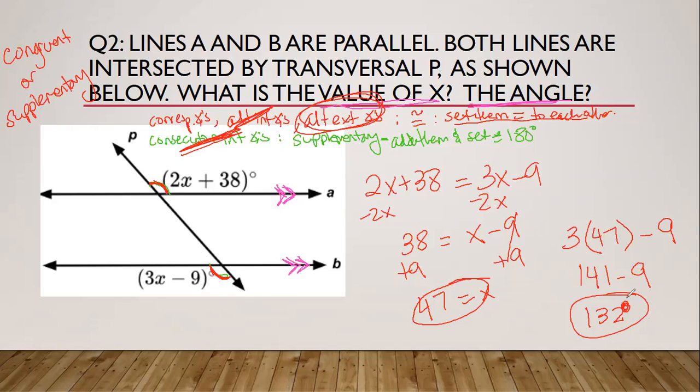Okay, so the whole idea of figuring out what angle pair it is, is really to know: do I set them equal to each other, or do I add them and set them equal to 180? Are they congruent or supplementary? And as you can see, most of them are congruent. So if you rule out consecutive interior angles, then you're almost always going to be setting them equal to each other. Can I ask a question?